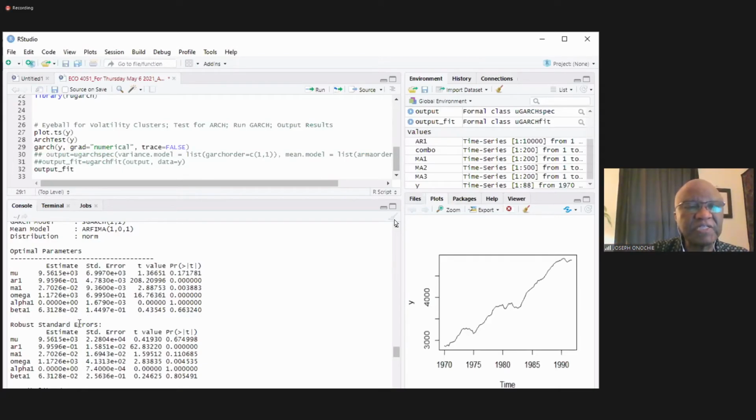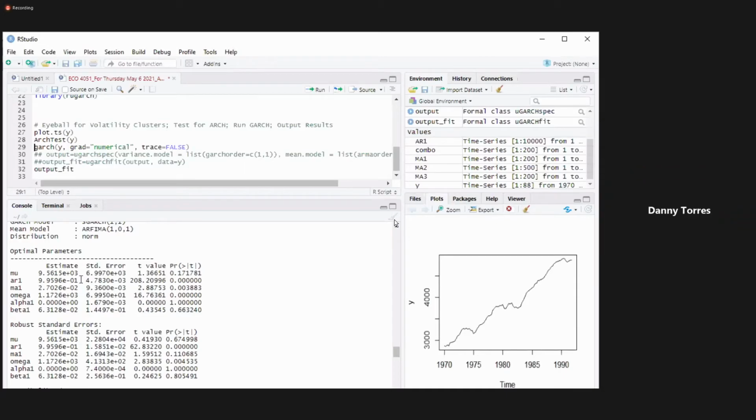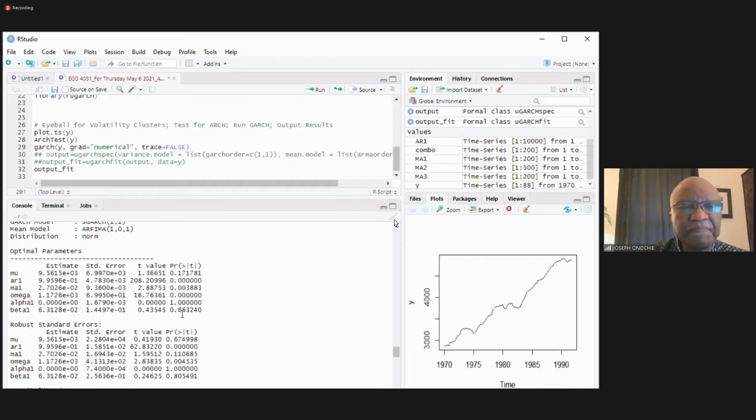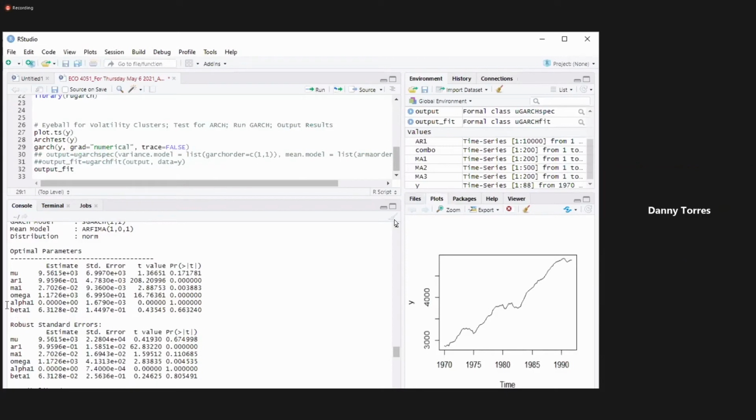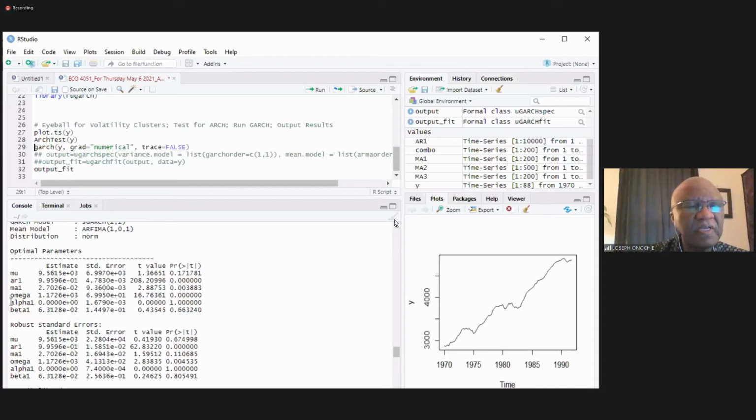So obviously this model is not good for my GDP data, but I just wanted to run it to show you how it's done. Professor, where does it show it's not good? Well, look at the p-values, they are large. The p-values are large for the coefficients. This mu, AR1 and MA1, they are the coefficients of the mean equation, right?